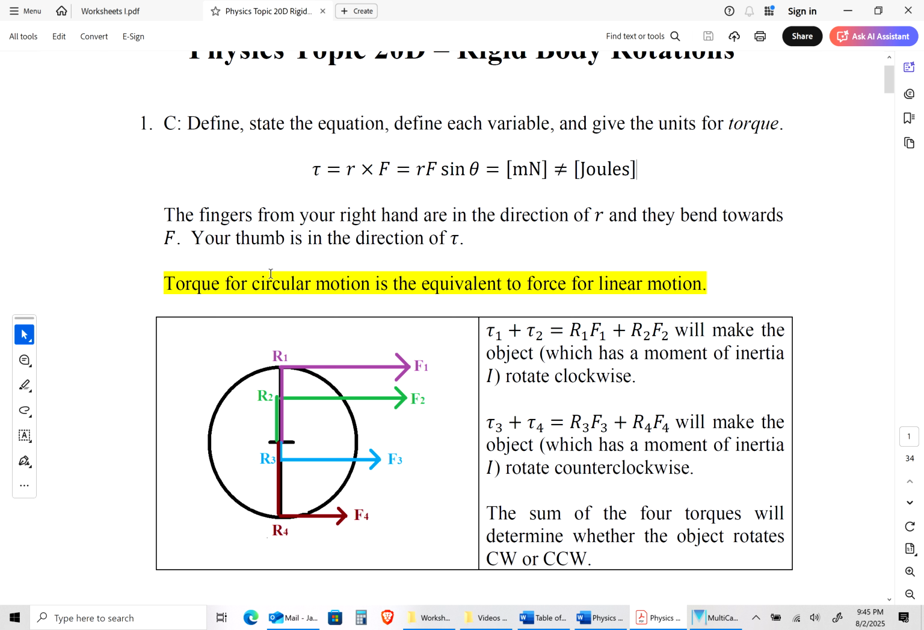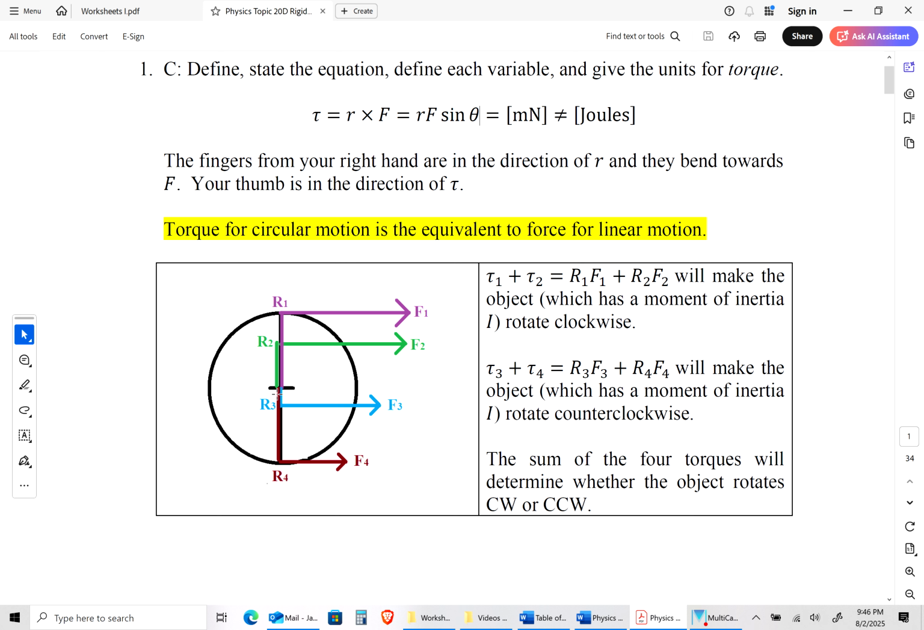So if you want to rotate an object, you want to make sure F is as big as possible and R is as far away from the center of rotation as possible, and theta is 90 degrees, because sine of 90 is 1. So look at this image here. Look at R1, that's radius 1 times F1. That's going to give you a big torque. Look at radius 2 times F2. The angle between R2 and F2 is 90 degrees, which is good. But you see R2 is not as long as R1. So the torque is not as great as R1.